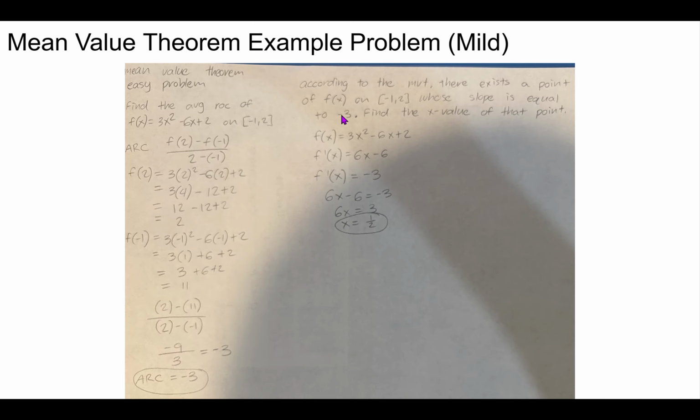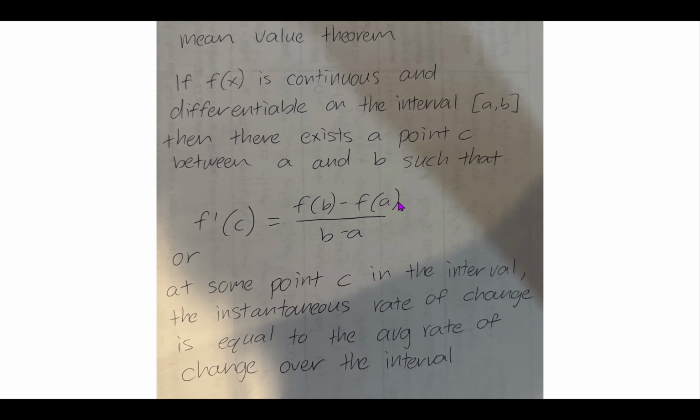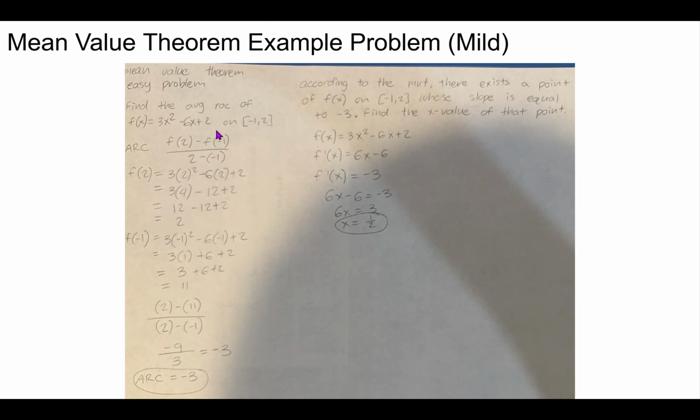So our first mild problem will be, the first part of the problem is find the average rate of change of f of x. So f of x here is 3x squared minus 6x plus 2 on the interval -1 to 2. So we use the equation seen in the last slide to find that average rate of change, which is simply just the rise over the run. So we take f of 2, our higher boundary, minus f of -1, our lower boundary, and then we divide that by the difference between the boundaries, so 2 minus -1.